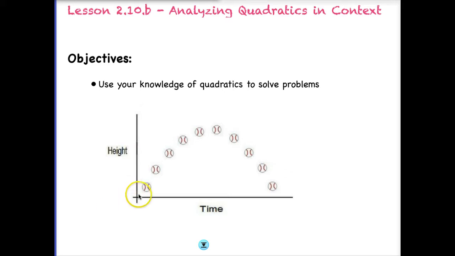So for example, in this picture here, we have a baseball. And when you throw a baseball, it goes up, it reaches a maximum height, and then it goes down. The motion that the baseball follows is actually a quadratic. It makes a parabola. So we use parabolas or quadratics to model motion. We can also use quadratics to model shapes. Many things are in the shape of an arch, and that's what we're going to be doing today.